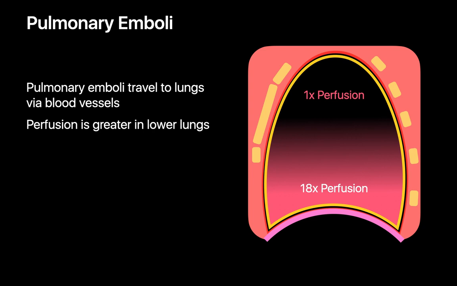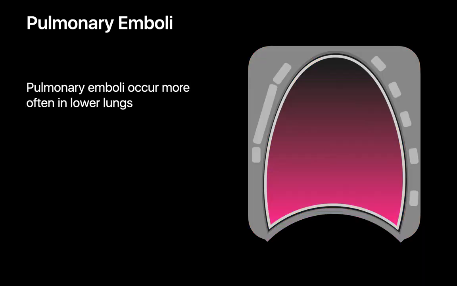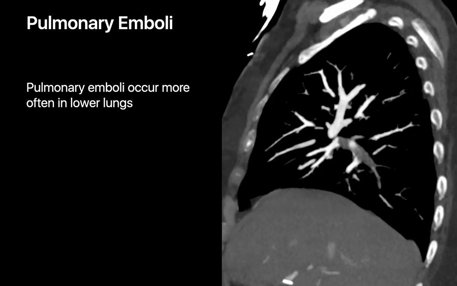Pulmonary emboli are another entity that usually travel to the lungs via the bloodstream, and the substantial gradient in blood perfusion is why pulmonary emboli also occur much more frequently in the lower lungs.